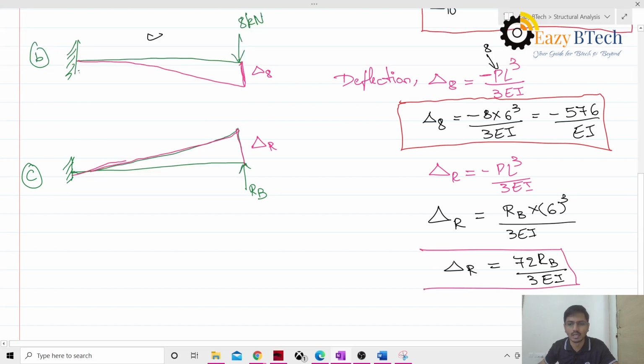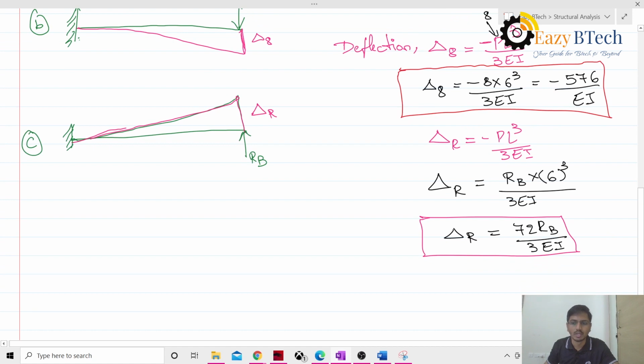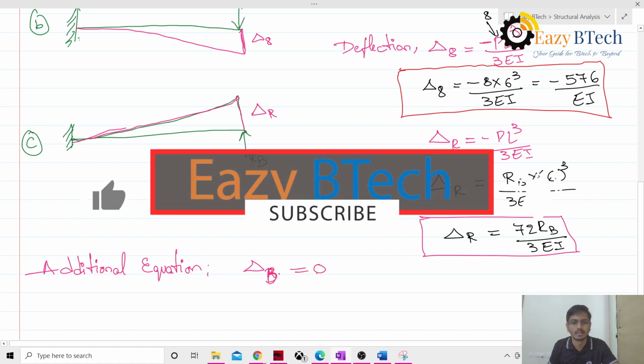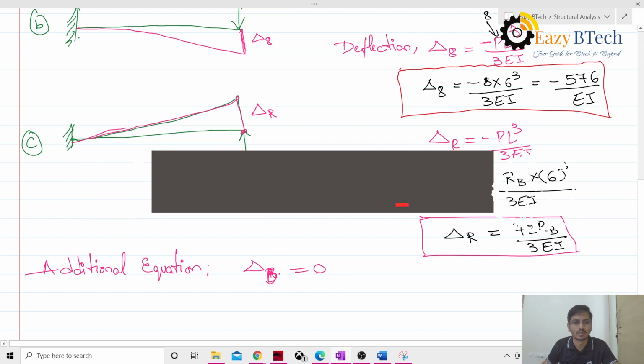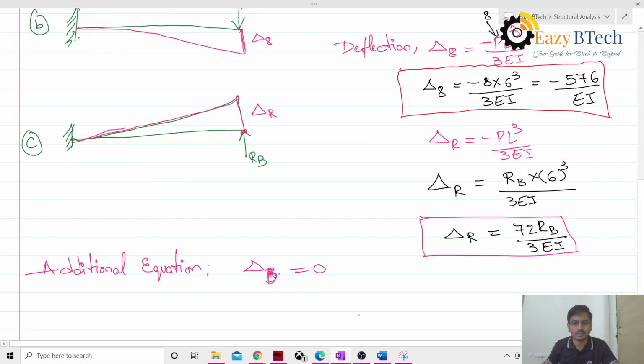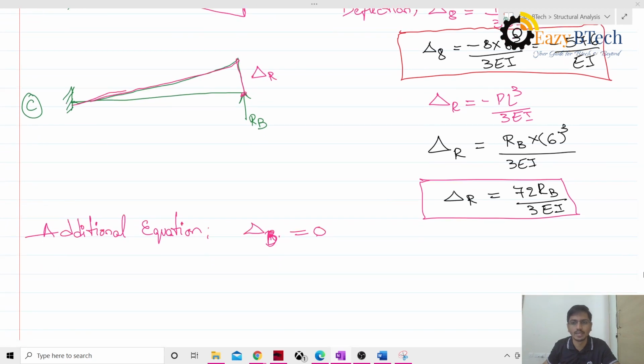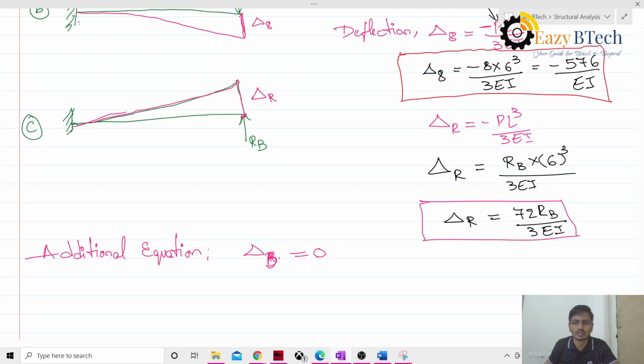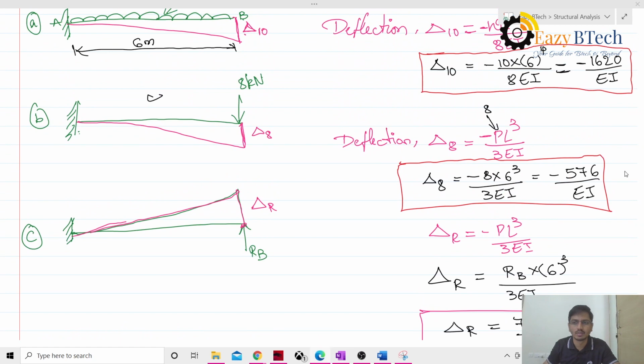So I'll highlight this. Now I have got the three deflections. Now we need to develop that additional equation. What is this additional equation? In a propped cantilever, remember that the deflection at B equals 0, right? So we need to calculate the deflection at the free end. Whatever values we have calculated here, these three values are at the free end.